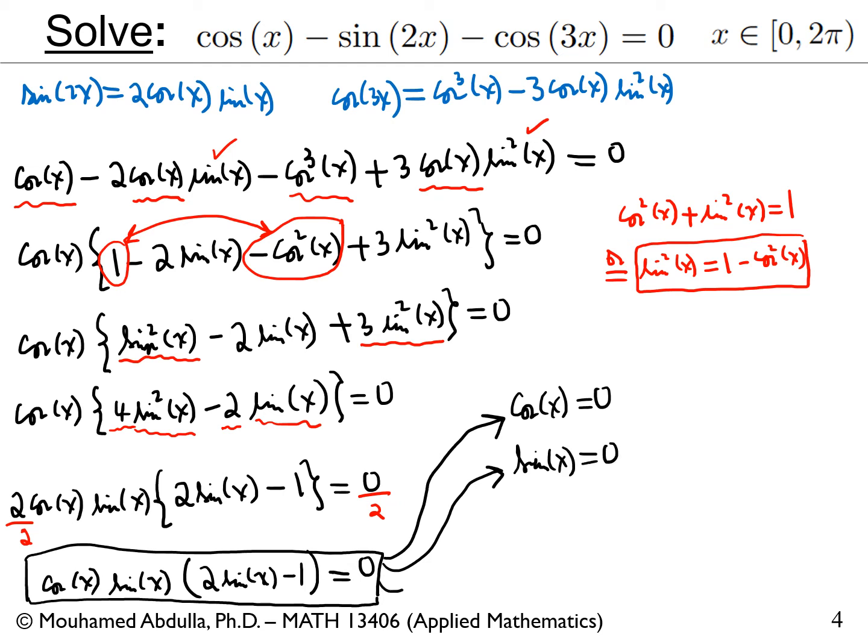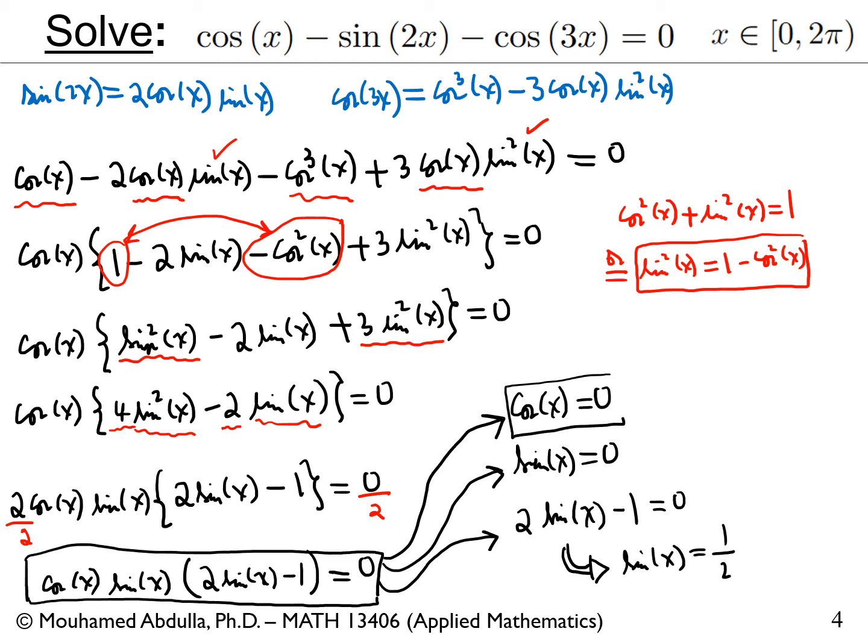And then we could also say that 2 sine of x minus 1 equals 0. This last expression, if you isolate for sine of x, gives sine of x equals 1 over 2. So now we need to solve for what possible values of x can make cosine of x equal to 0, what possible values of x can make sine of x equal to 0, and what possible values of x can make sine of x equal to 1/2. So let's find that and put it in here.